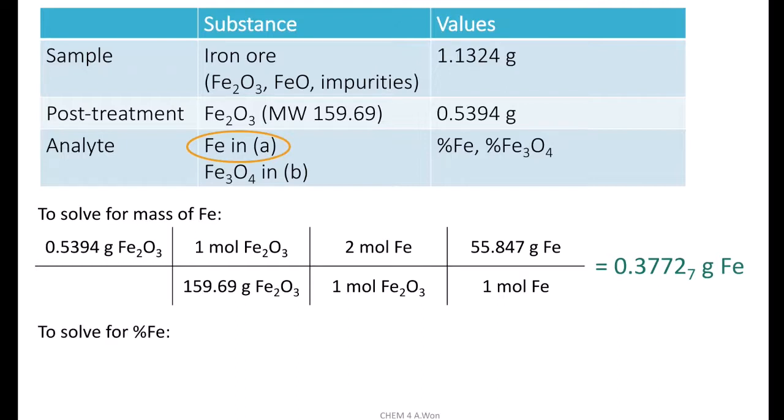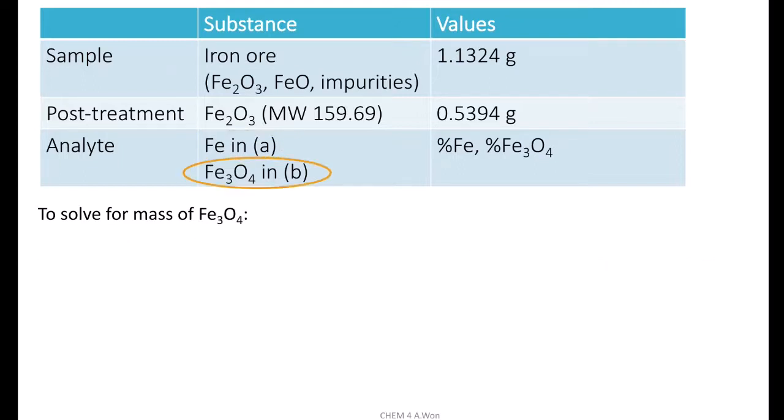We still have to compute for the percent iron of the sample. So, to solve for percent Fe in the sample, we simply divide the mass of Fe by the mass of the sample. Then, times 100. So, you get 33.32% Fe. Okay, next, letter B.